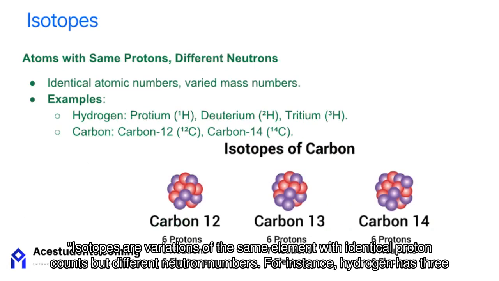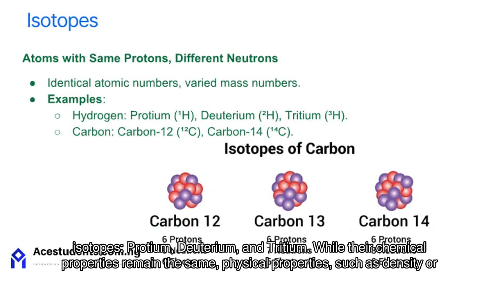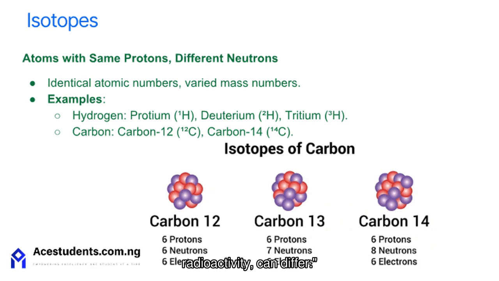Isotopes are variations of the same element with identical proton counts but different neutron numbers. For instance, hydrogen has 3 isotopes: protium, deuterium, and tritium. While their chemical properties remain the same, physical properties, such as density or radioactivity, can differ.